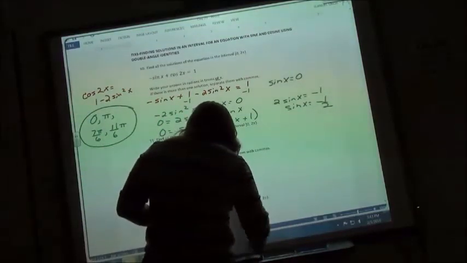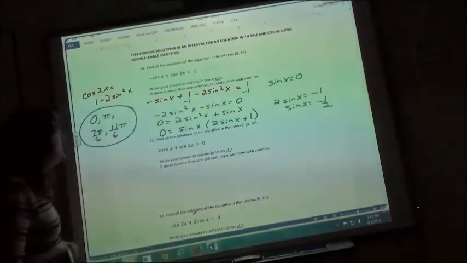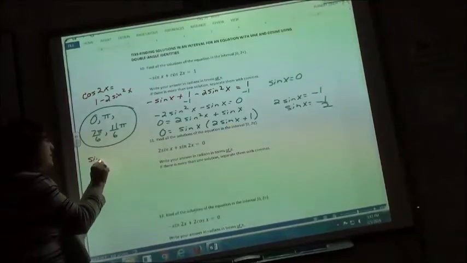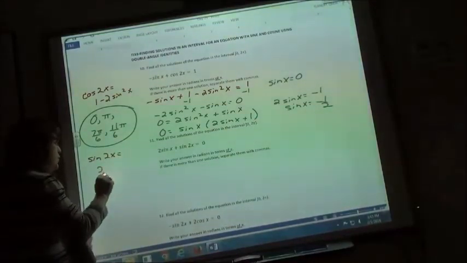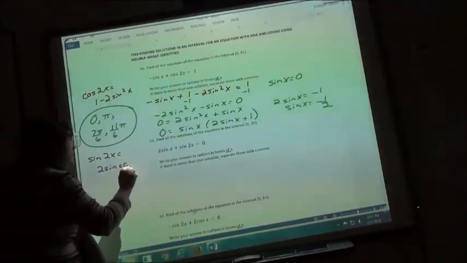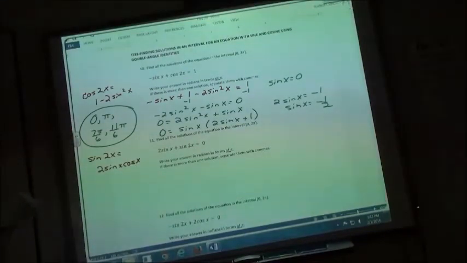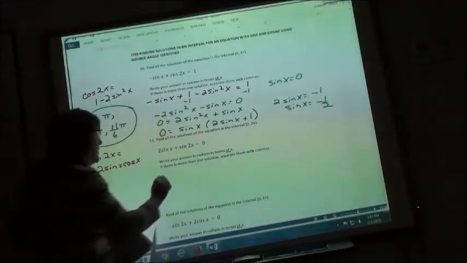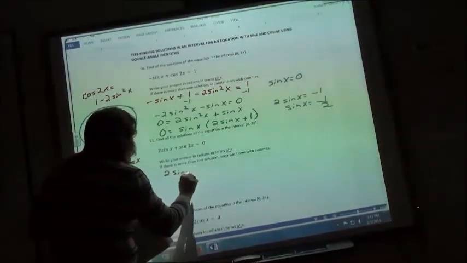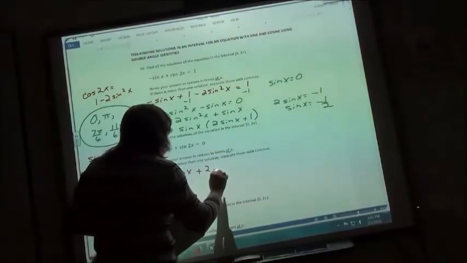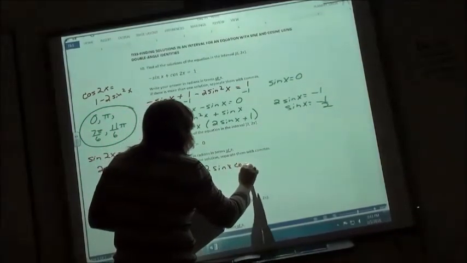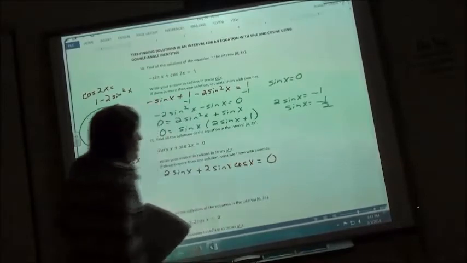Number 11. This time our double angle is the sine of 2x. The sine of 2x is 2 sine of x cosine of x, if you look at your double angle formulas. And so that's what we're going to substitute in there for the sine of 2x. So we have 2 sine of x plus 2 sine of x cosine of x equals 0.